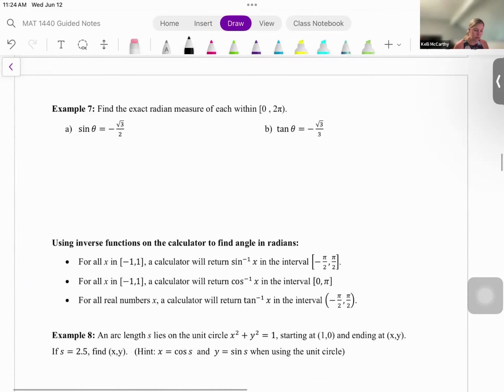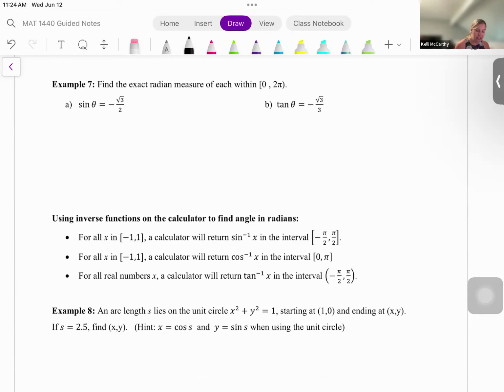Find the exact radian measure of each within the interval 0 to 2 pi. So in the entire circle, sine of theta is equal to negative square root of 3 over 2. Now, if we go back to our unit circle, which I'll pull back up in a moment, what we'll notice is that there are a lot of repeated values, even repeated values with the same sign, depending on the value of our angle.